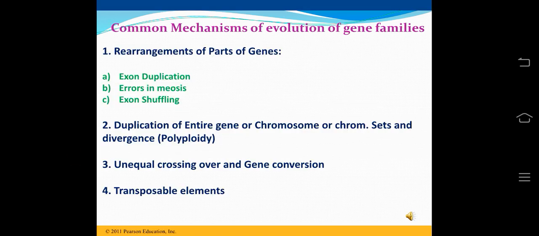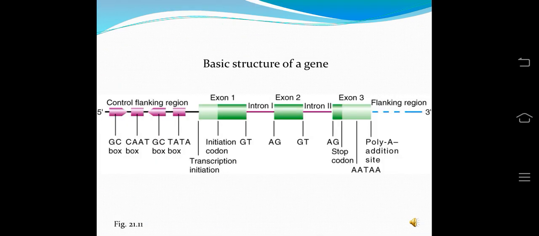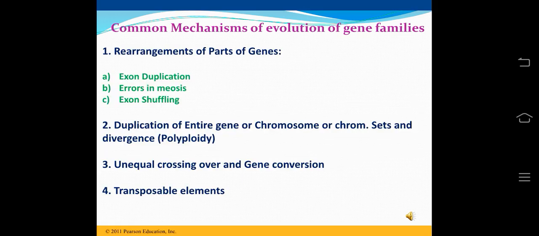Common mechanisms of evolution of gene families. We are learning about the evolution of gene families. So there must be some mechanisms which help in the evolution of gene families, like rearrangement of parts of genes: exon duplication, errors in meiosis, and exon shuffling. These are the 3 mechanisms by which gene families undergo evolution.